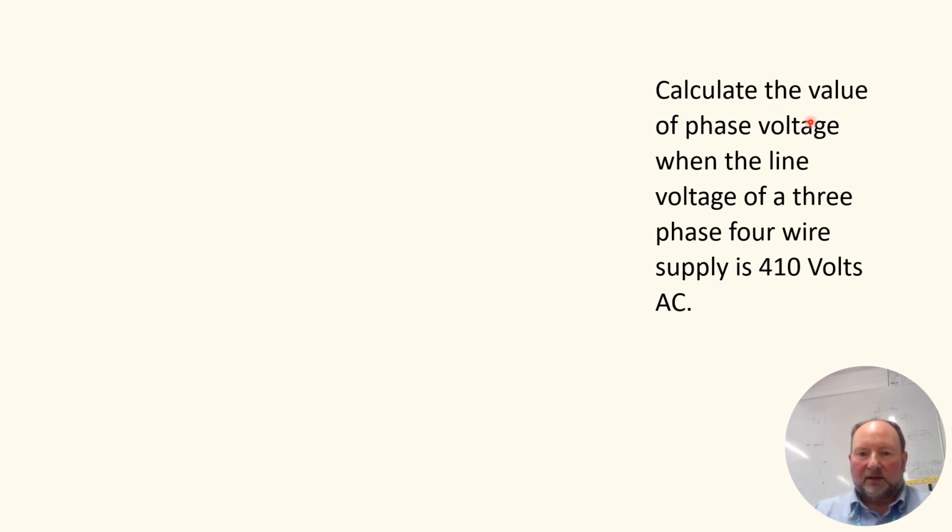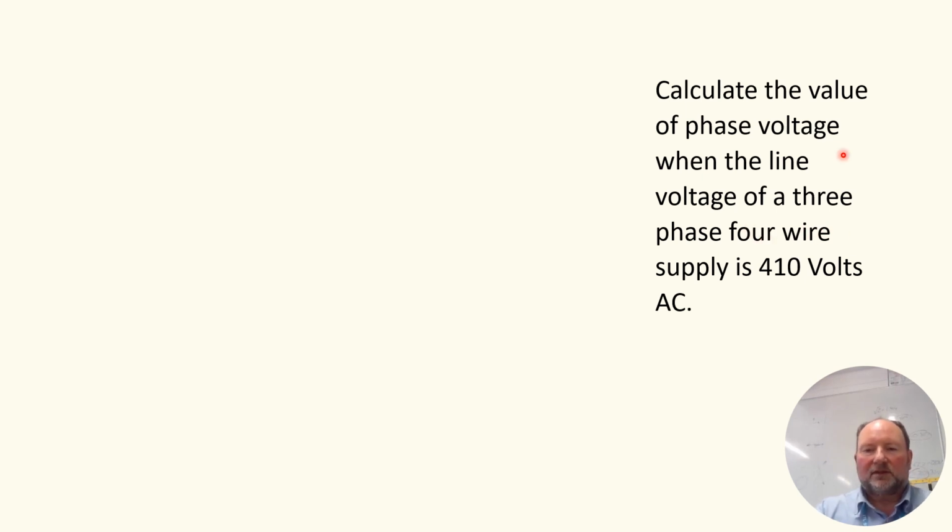We've been asked to find the phase voltage. We've been given line voltage, and we're told the system is 3-line 4-wire. So is that star or is that delta? The answer is, it's star, because delta only has 3 wires. This is a 4-wire supply, so therefore it's got to be star.